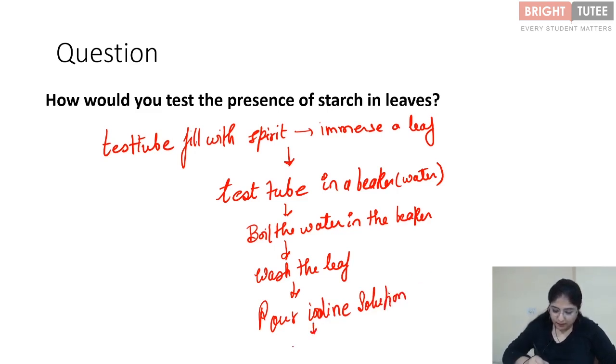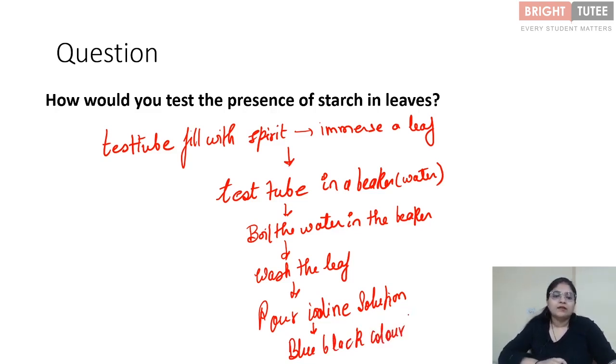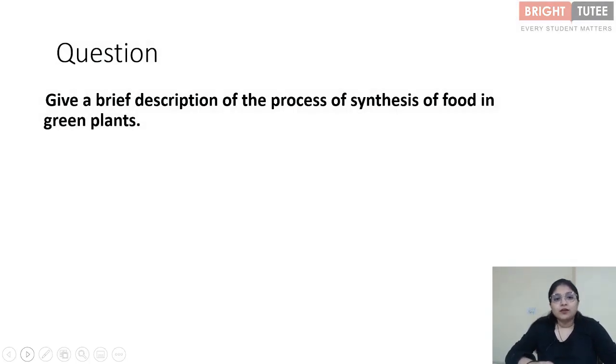Next what will happen is that the leaf will turn blue-black in color, indicating the presence of starch, right? So in this way, this is the activity, this is the experiment which will help us in testing the presence of starch in leaves. Now let's move on and look at the second question.